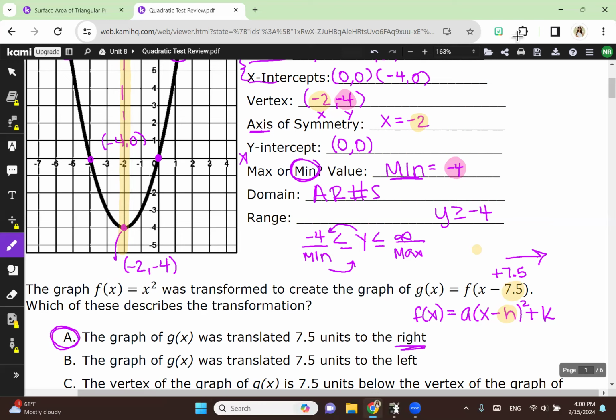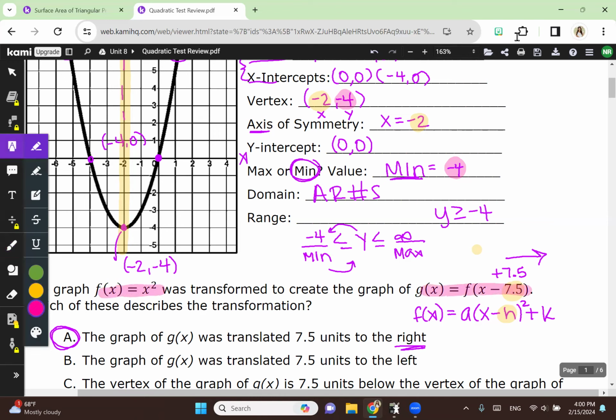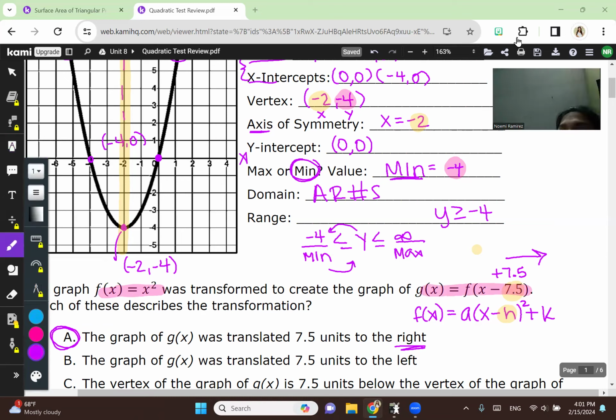Okay. Now, another way you could do this is to type it into your calculator. Your parent function, you know that the parent function is f(x) = x^2, and the new one is (x - 7.5)^2. So let me, maybe I can pull up the camera. Give me a second so I can show you guys.